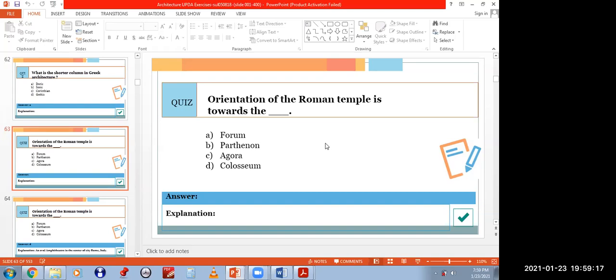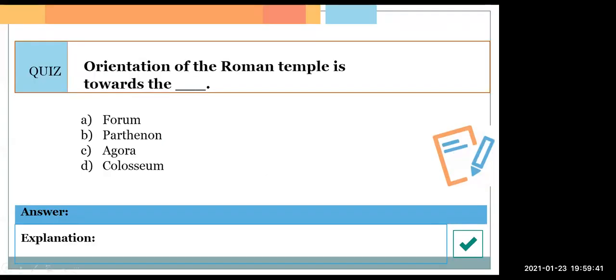What could be the answer of this question? We can see the answer at the bottom. Oh, you can see the answer. Yes, it's letter D.